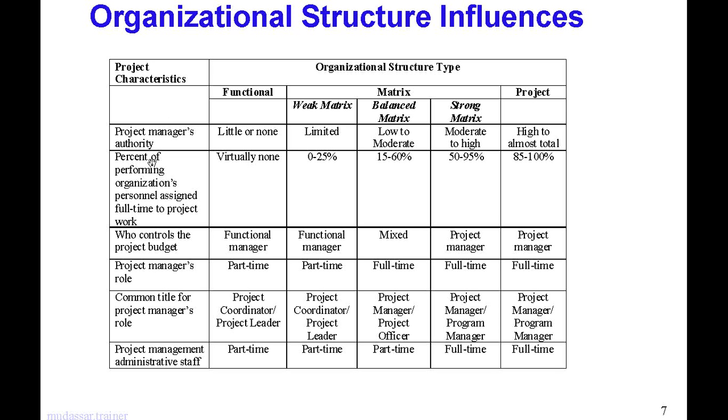First, the project manager's authority. What about the authority? The project manager's authority in the functional organization is little or nothing, very rare, very small quantity. Whereas in the projectized organization, it is high to almost total, very huge. In a matrix, if it's a weak matrix, it is slightly limited. Okay, balanced, low to moderate, and a strong one, moderate to high. Okay, it's like a scale, beginning from 0 to 1, from functional to projectized.